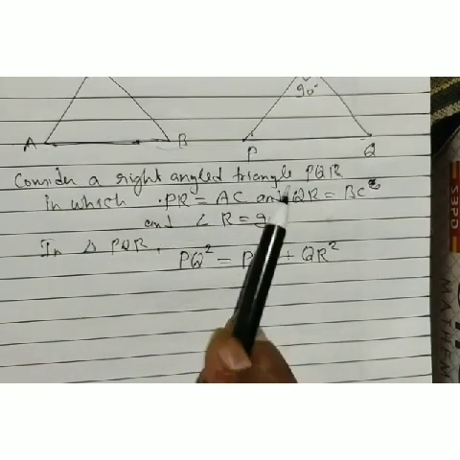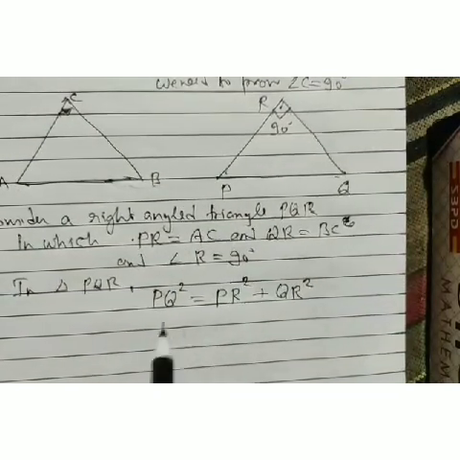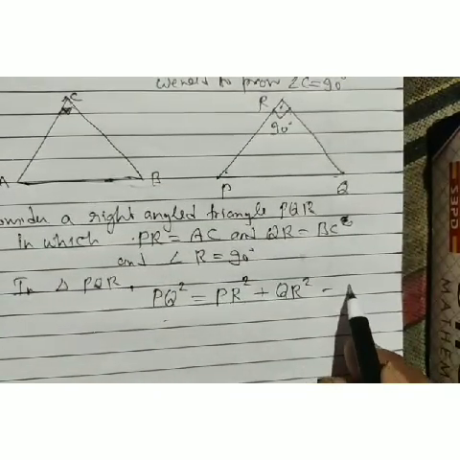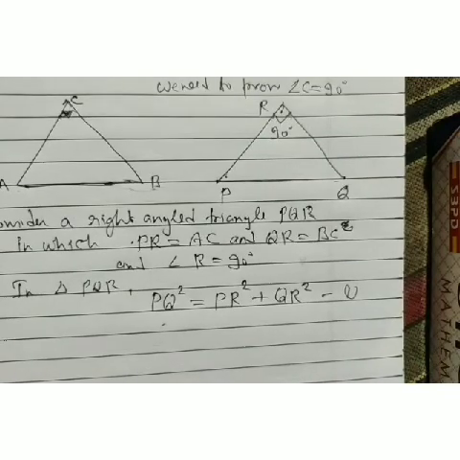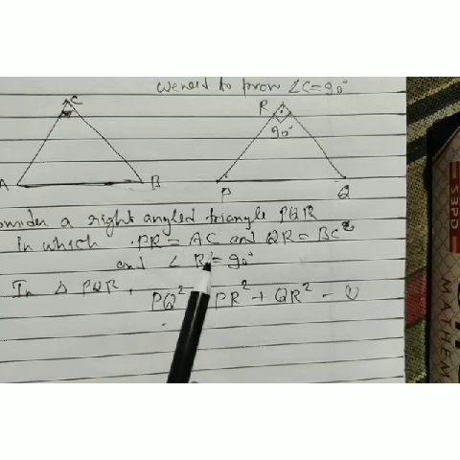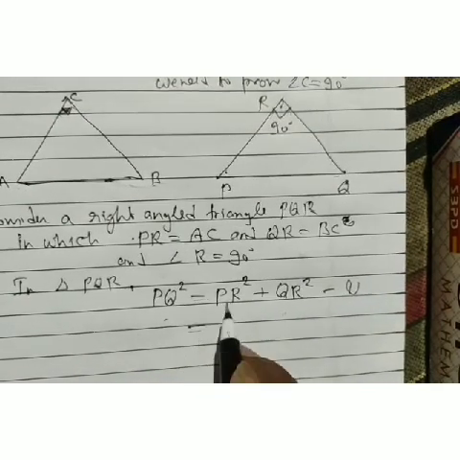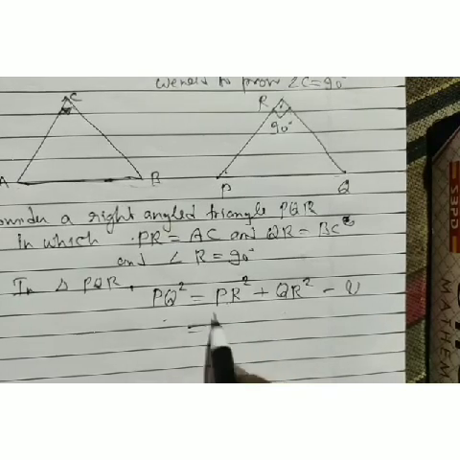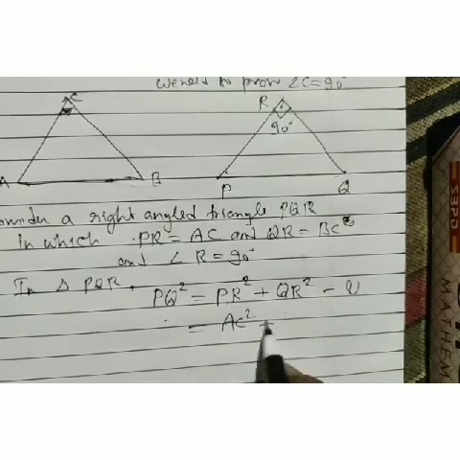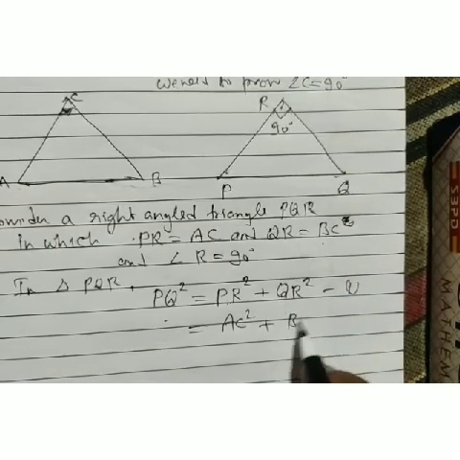We are applying Pythagoras theorem in our right angle triangle PQR. Now PQ square is equal to PR square plus QR square. But our PR is equal to AC and our QR is equal to BC. Then we are going to change our PR by AC square and our QR by BC, then we get BC square.